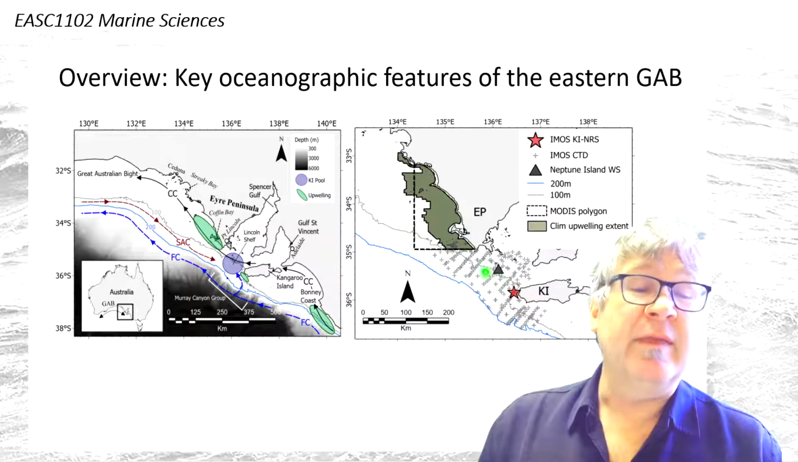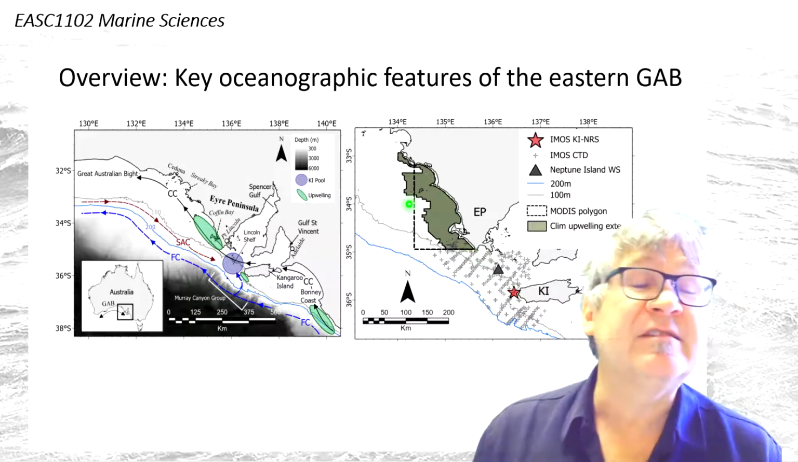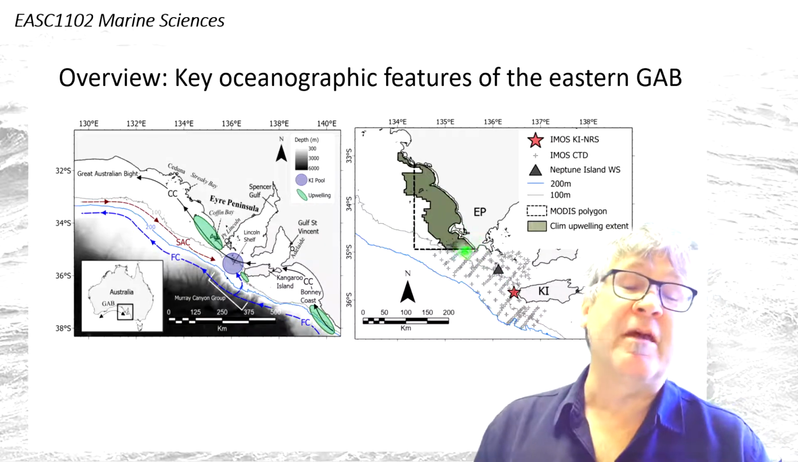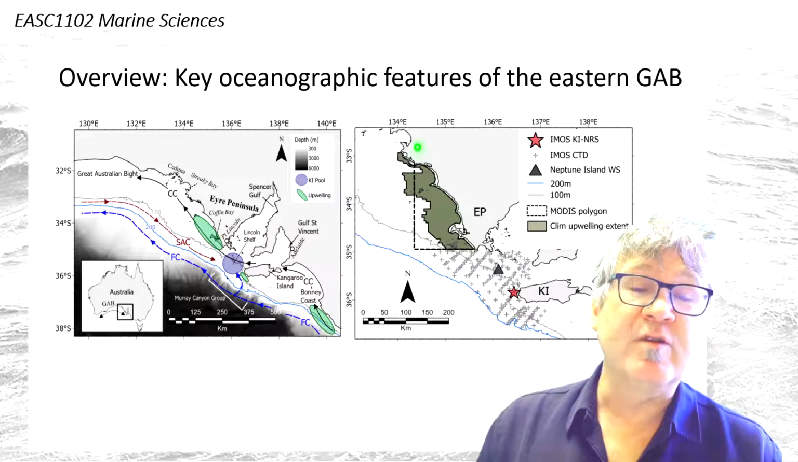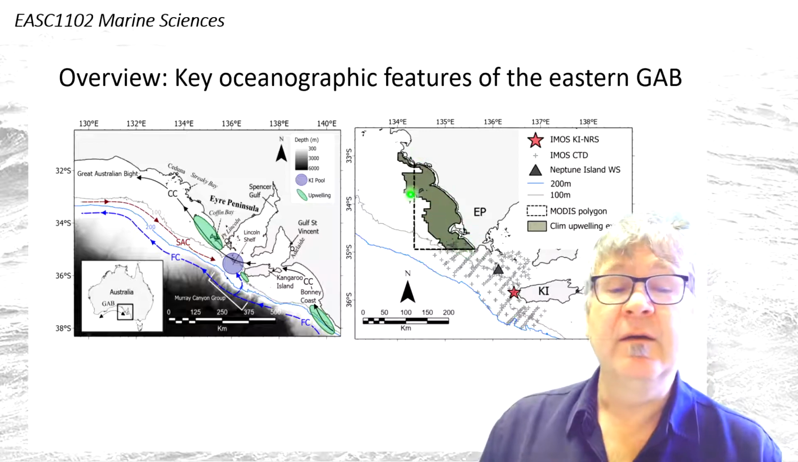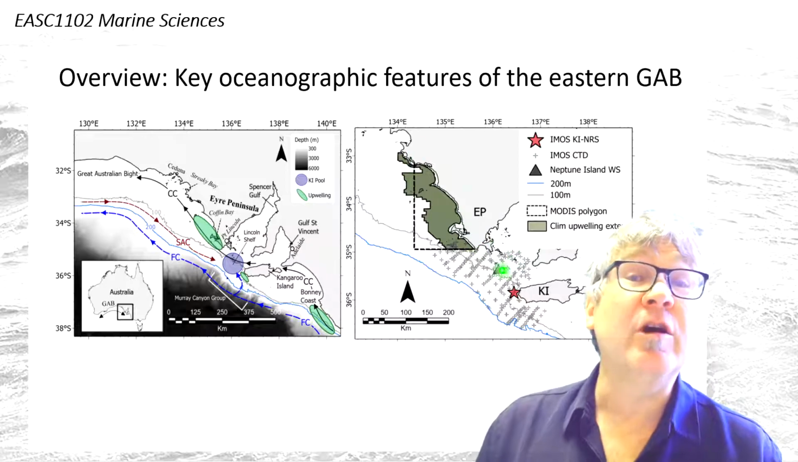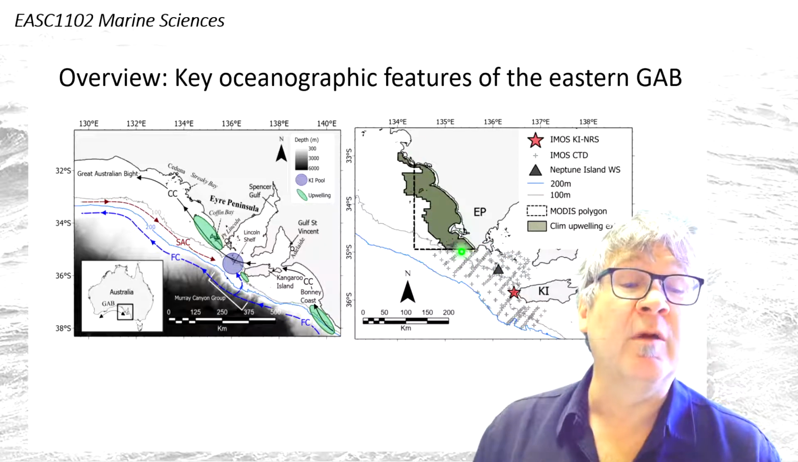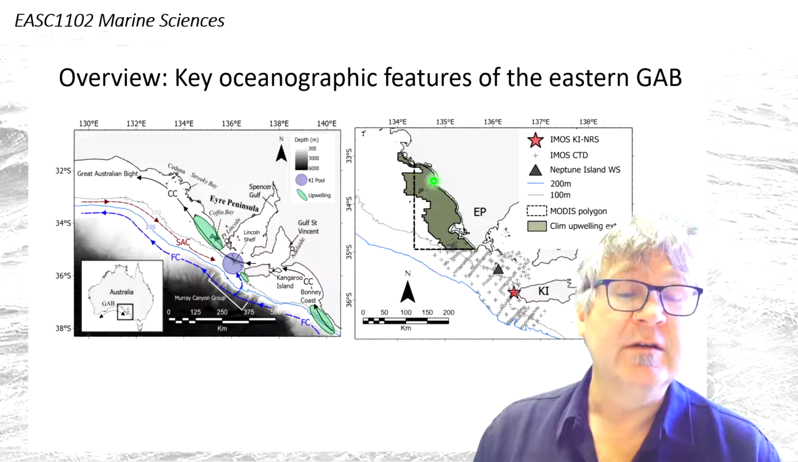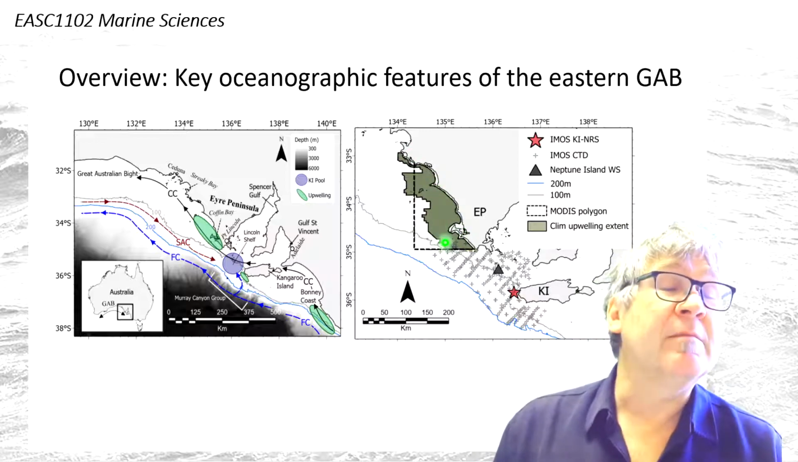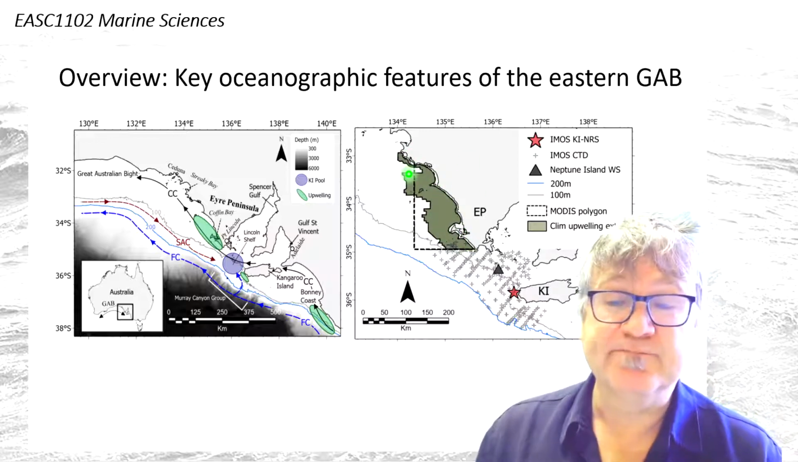Okay, and then the other thing that's shown here is just the extent of the upwelling region that we have here, shown in this green type of color. Okay, this one is where we normally find upwelling at the surface. We can identify it using satellite data. Okay, and I'll show you some examples of that.